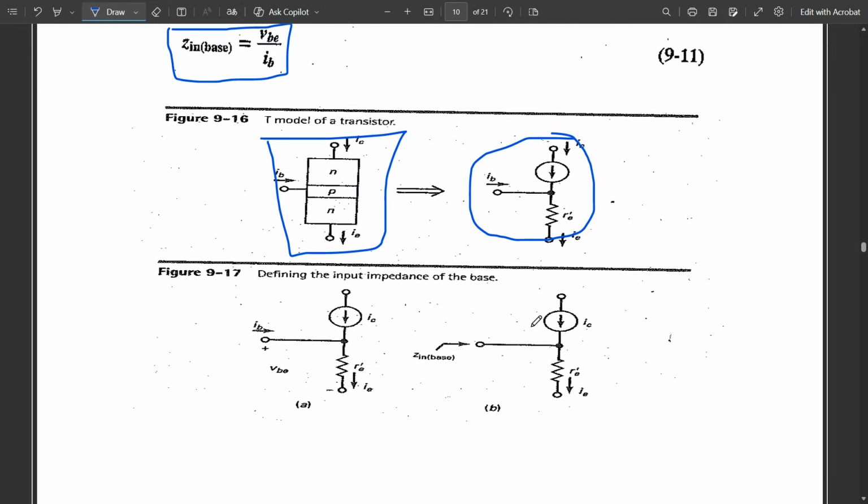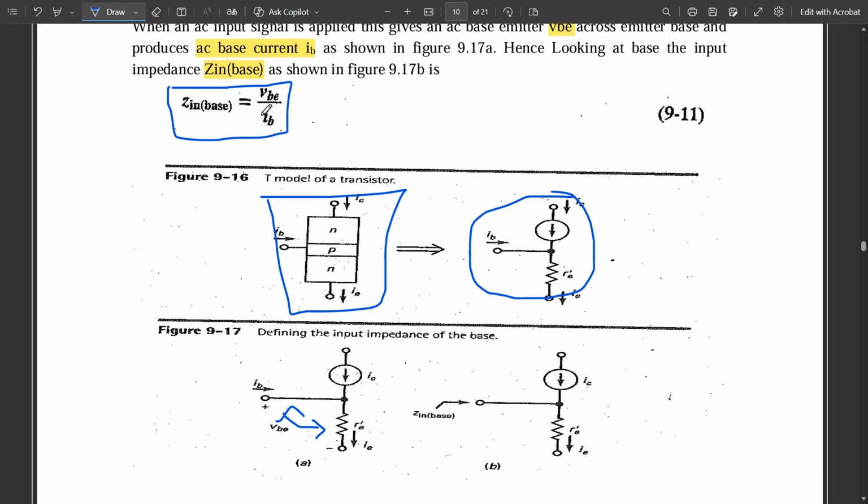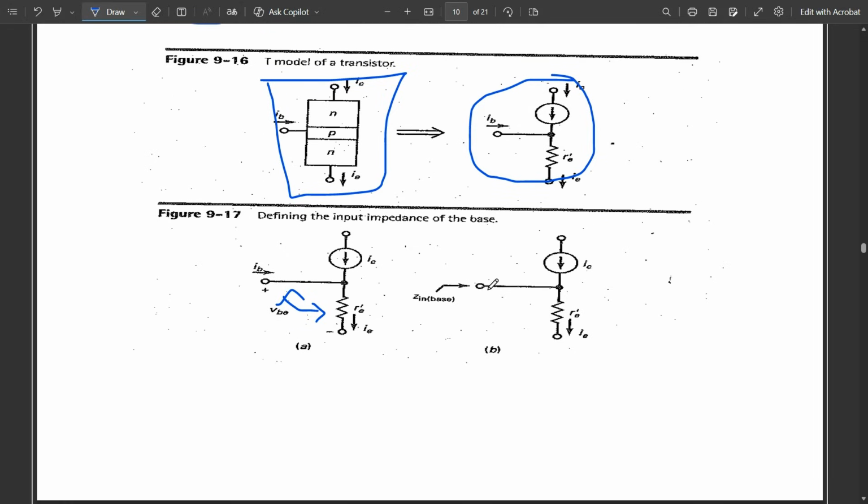Now, defining the input impedance Z in base for figure 9.17. This is the equivalent model: IB, IC, RE dash, and this is the VBE component present between these two terminals, that is base and emitter. Z in base with respect to the base terminal would be given by VBE divided by IB, because this is the impedance we are calculating, not the resistance. Whatever is present in this region, that is the VBE voltage, divided by the current flowing through this terminal, that is IB. So it is given by VBE divided by IB.